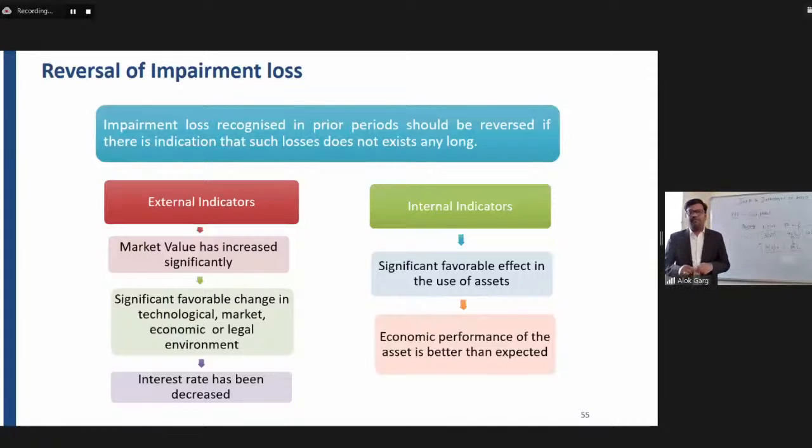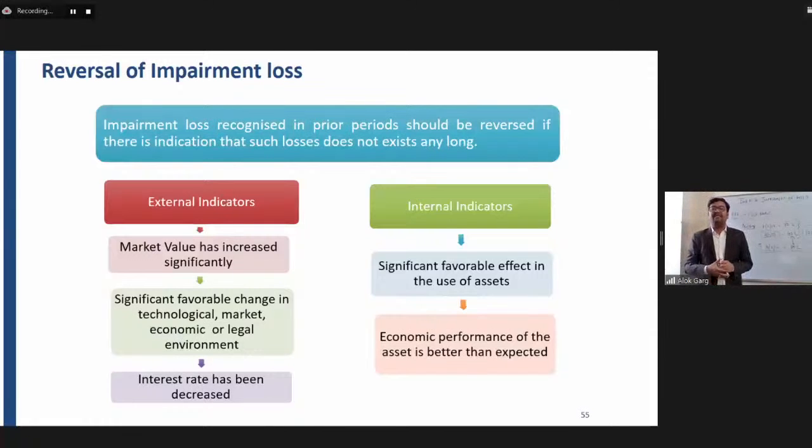Now, in the current year, the weather has become extreme, extremely cold, and the demand has built up. The company needs to take all those 4 machines from the godown to the production place, and now the company is using all 5 machines for production because there is a huge demand for those blankets. So this is again an internal indicator: the demand has significantly increased, and the use or performance of the asset has significantly increased.